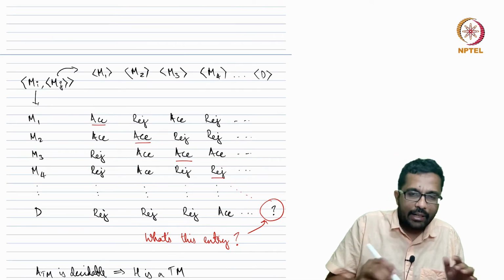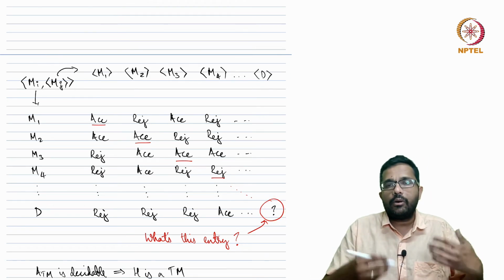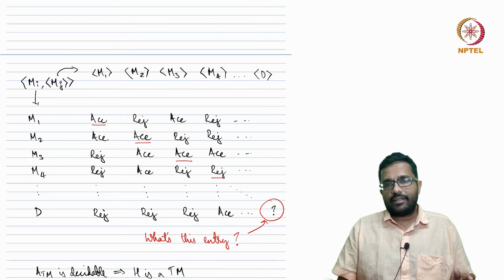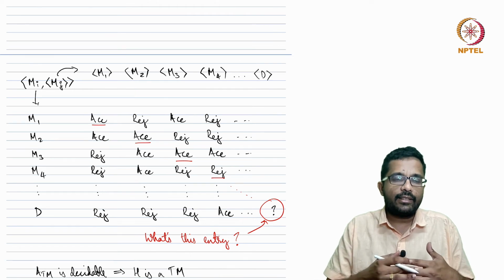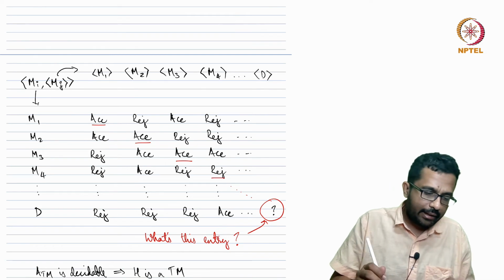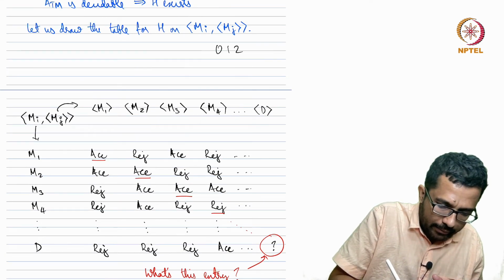Because D by definition is supposed to flip the diagonal entry, but then this itself is a diagonal entry, so how can it flip, right? So that is a contradiction. So now you see the parallel between the diagonalization that showed that real numbers are uncountable and this, because there also in the case of real numbers, basically we looked at number 0, 1, 2, 3 something, right?